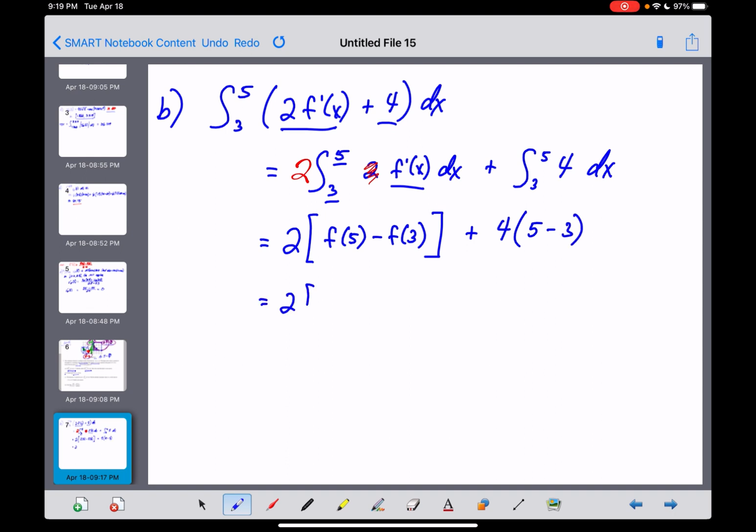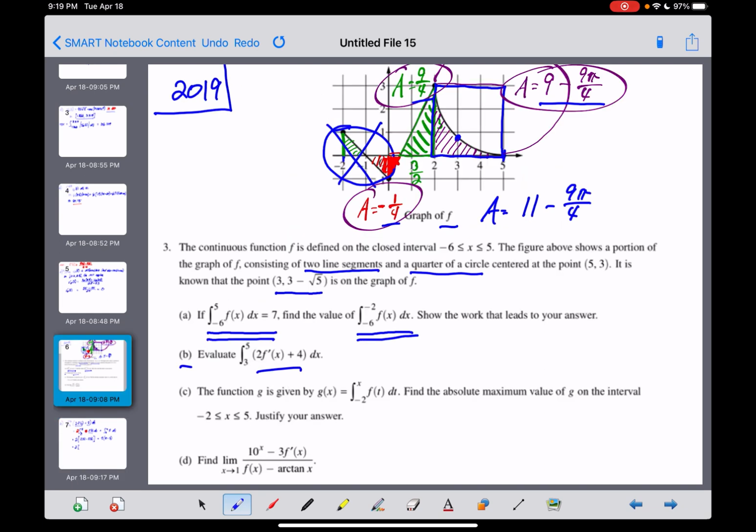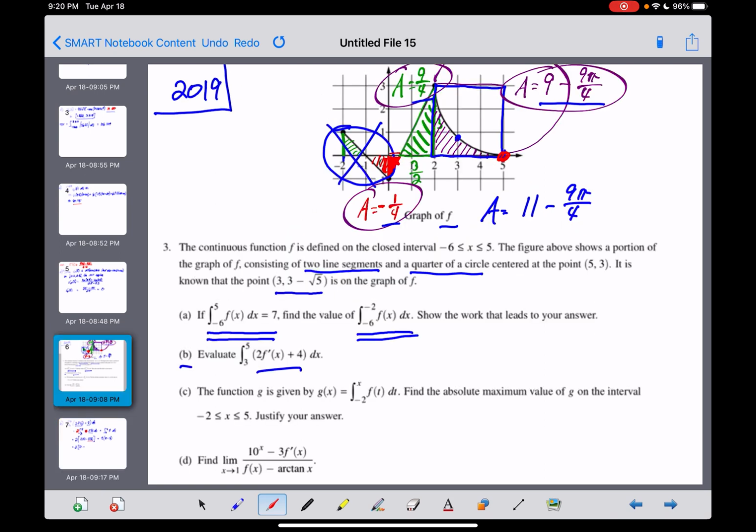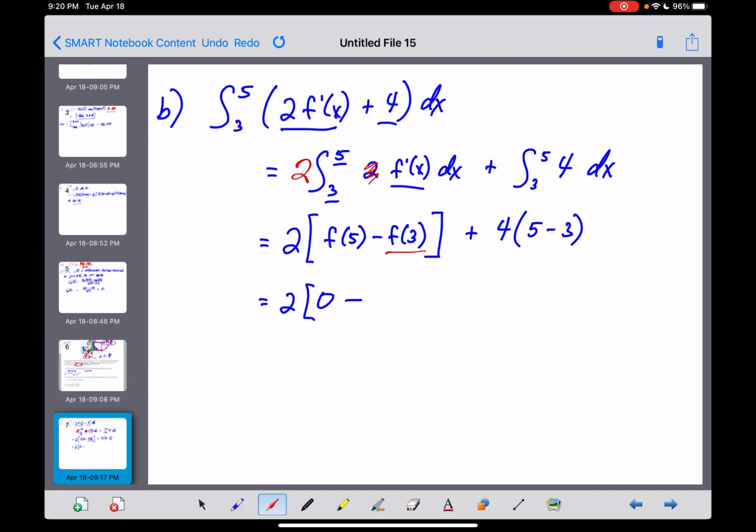So what do we have? 2 times f of 5. I can read that right here, guys. F of 5 is a big old 0. And now I see why they felt the need to tell us in the directions the value of f of 3 right here, which is 3 minus root 5. Now we're subtracting it, so 3 minus root 5 needs to go in parentheses, and I need to distribute that negative inside there. And then what do we have here, guys? A plus 4 times 2 is going to get us an 8.